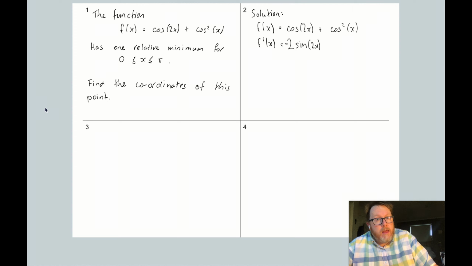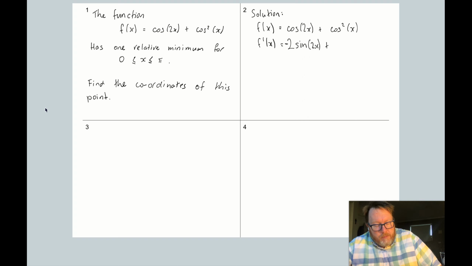So this is using the chain rule. Chain rule says find the derivative of the inside function with respect to x. There's a 2. And then find the derivative of the outside function with respect to the inside function. So cos goes to sine and the negative, and then the 2x stays there.